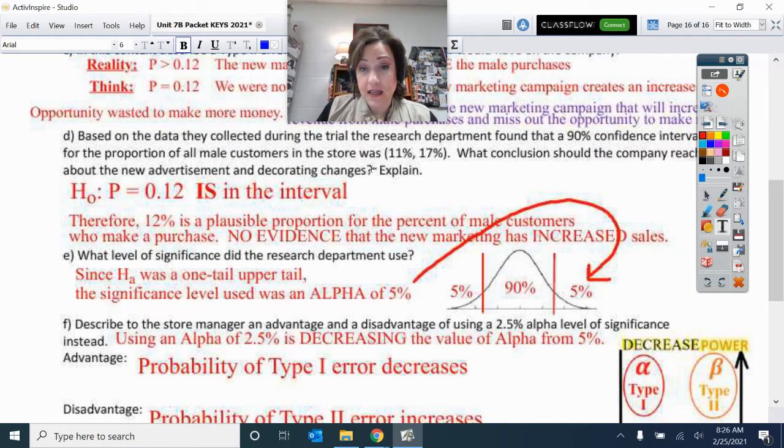D now says, based on this 90% confidence interval, they get 11% to 17%.